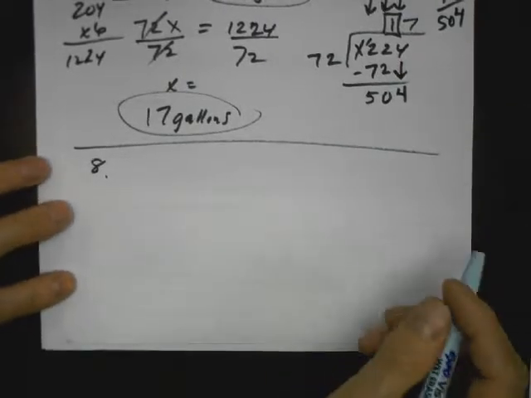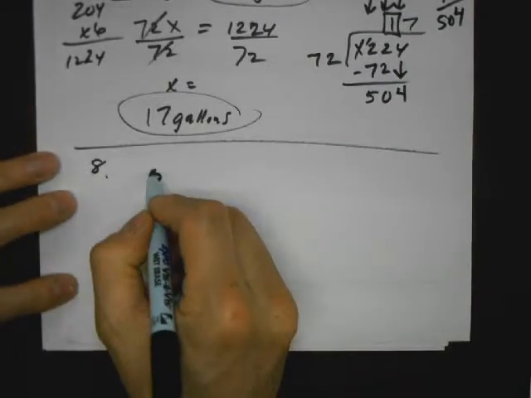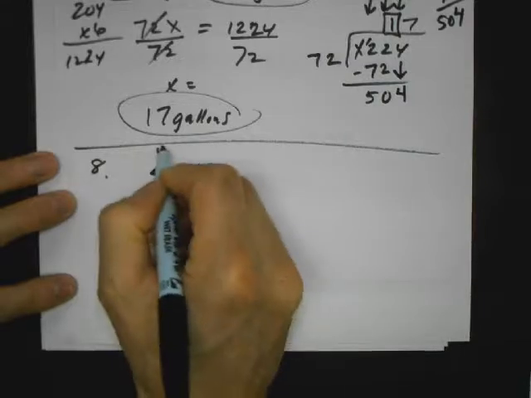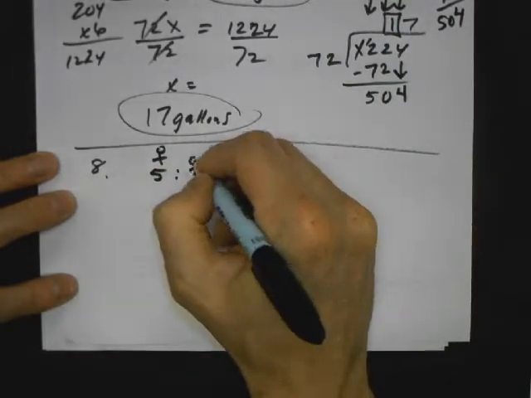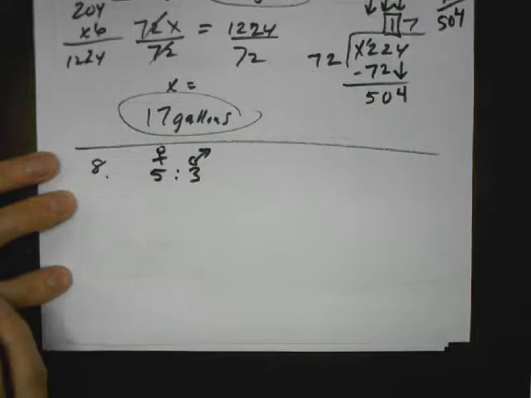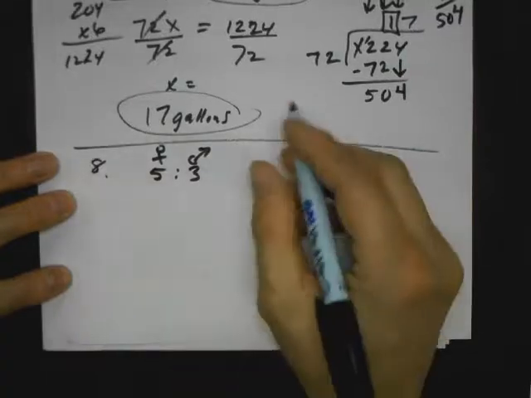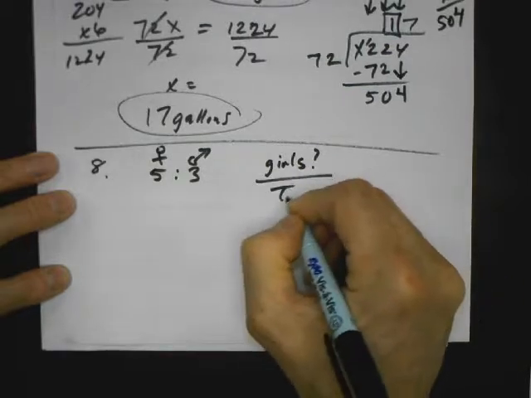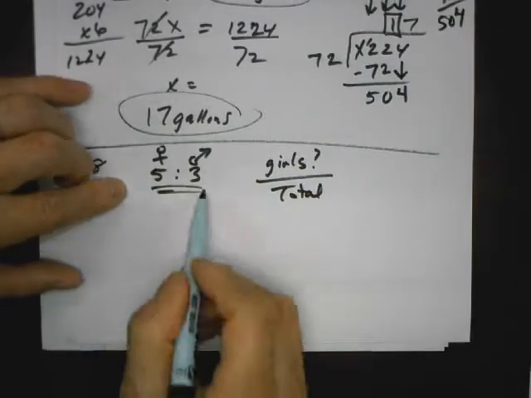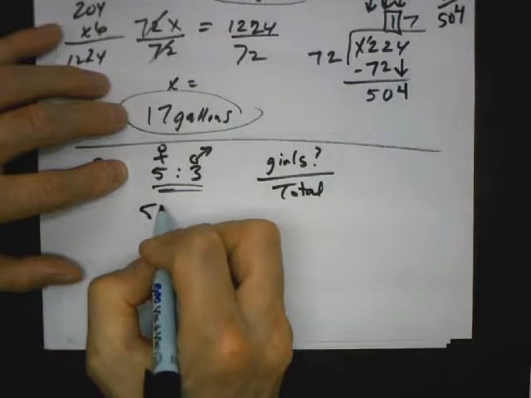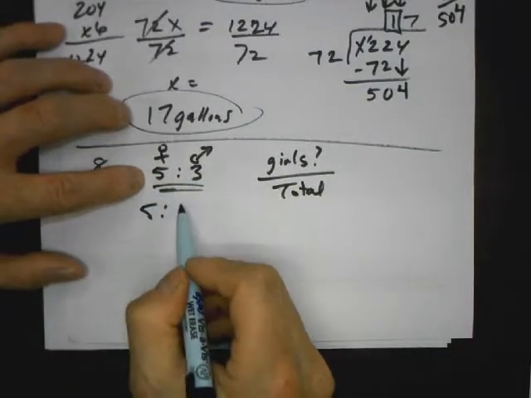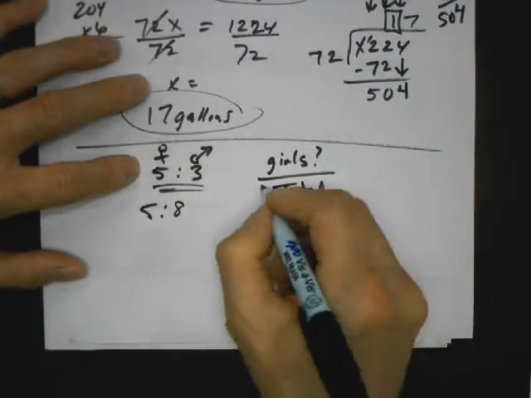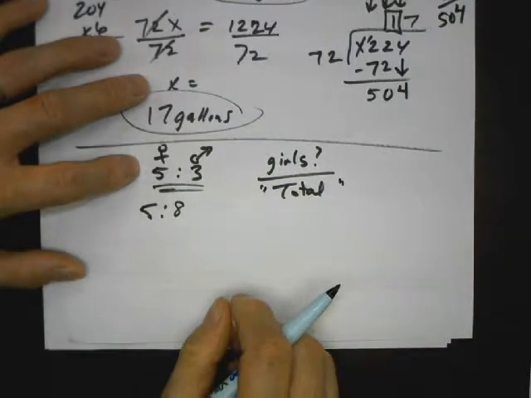All right, number 8. The ratio of girls to boys in a building is 5 to 3. It's 5 to 3, okay? This is girls, right? That's a symbol for girls, and this is boys. There's our ratio. So how many girls are there if there is a total of 200 boys? So they want to know girls to total. So I have to convert this ratio so it's girls, which is 5, to total. Total means 5 plus 8. I got to add those two.